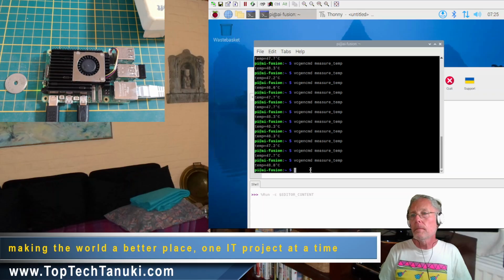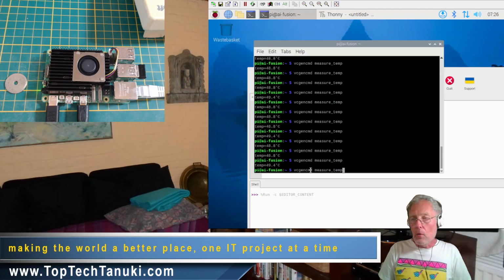Whoa. 48.8, 49.4. Pi is cool. It's easy to make it sweat. Oh yes, it started now. You see it spinning. Yes, so it's around 49.